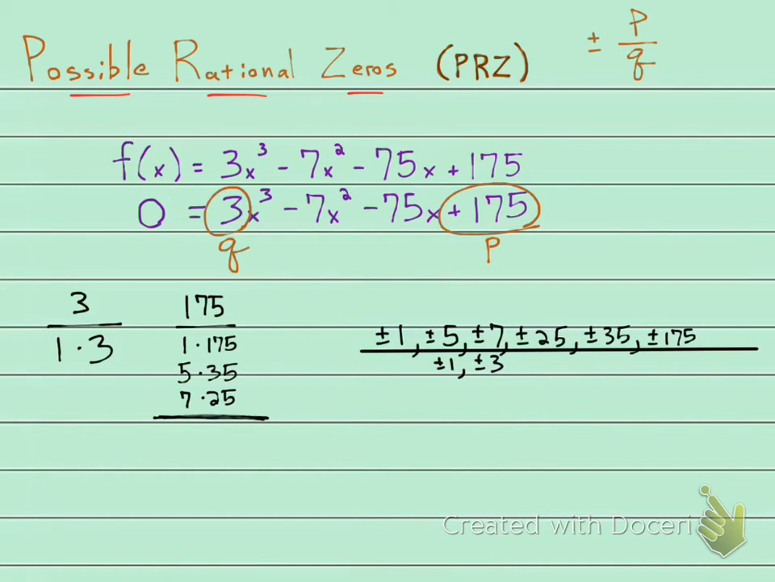So here we go. 1 over 1 is 1. 5 over 1 is 5. 7 over 1 is 7. 25 over 1 is 25. So we can just write all of those: plus or minus 1, plus or minus 5, plus or minus 7, plus or minus 25, plus or minus 35, plus or minus 175.